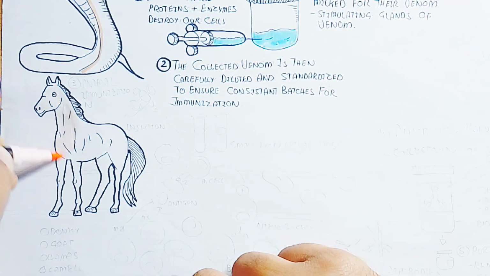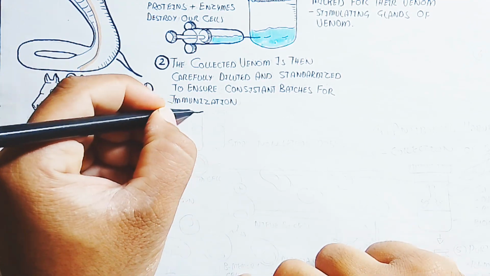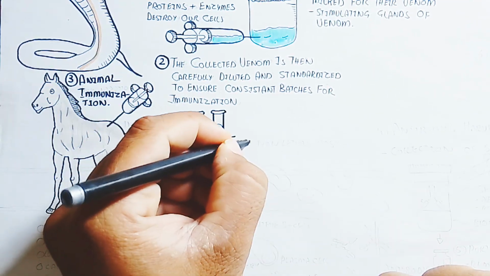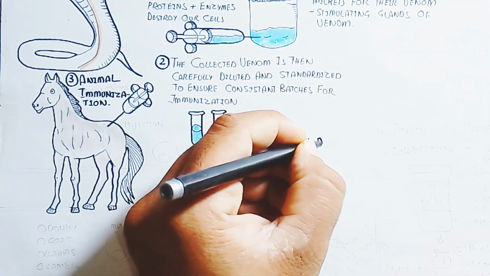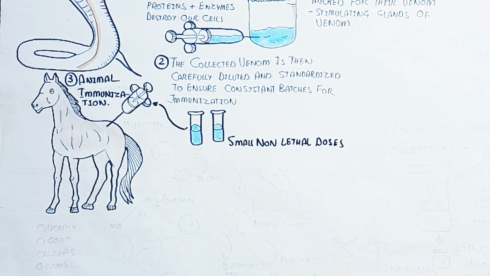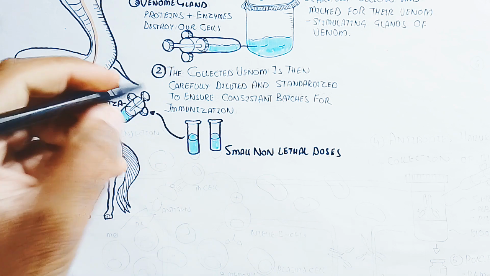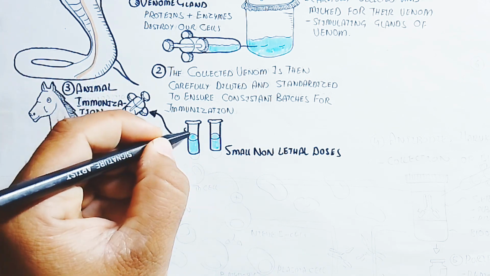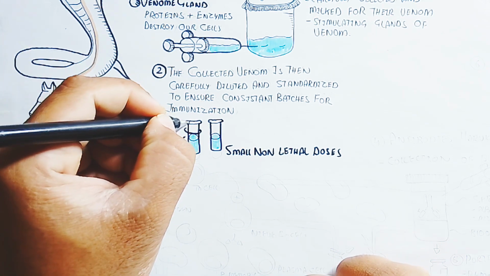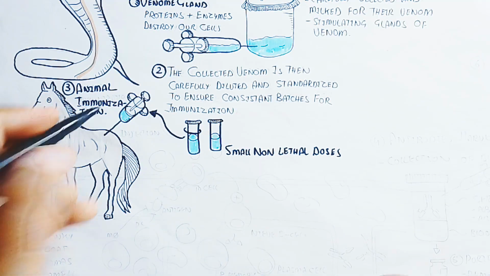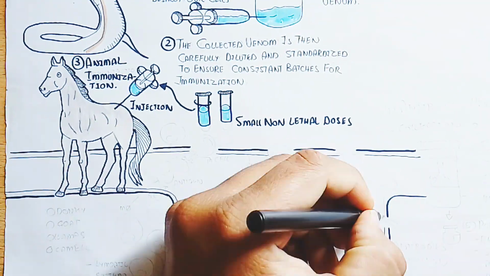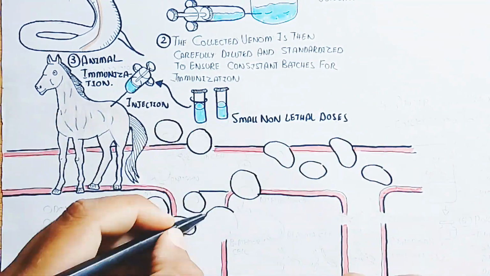Step number two: the collected venom is then carefully diluted and standardized to ensure consistent batches for immunization. Small non-lethal doses are separated to inject into an animal, the horse, for animal immunization. When these small non-lethal doses are injected into the horse, they enter the blood circulatory system of the horse.